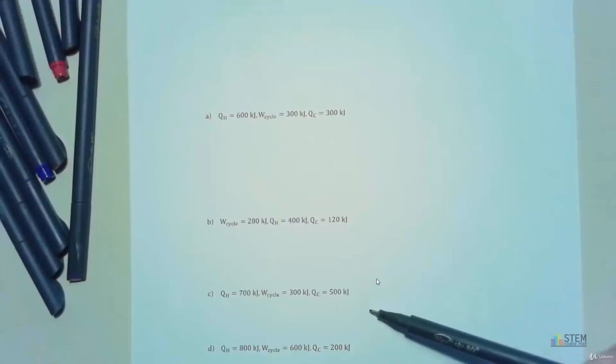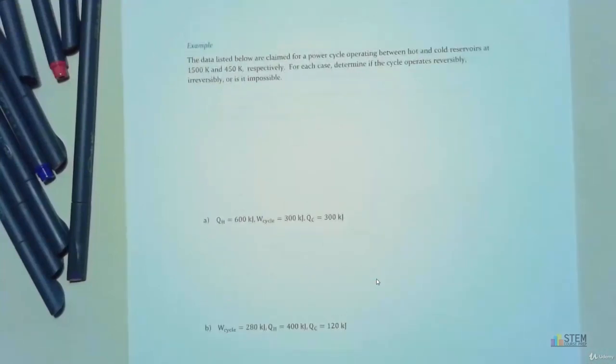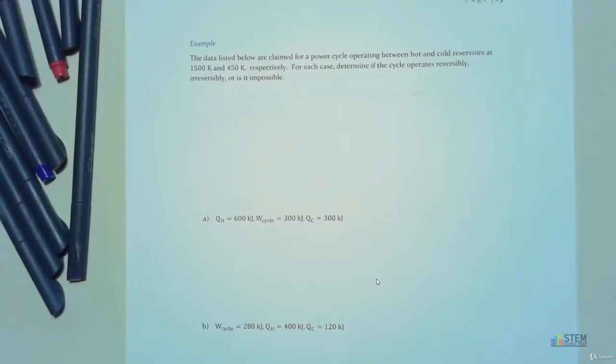Let's go over some examples for the material we just covered over the max performance equations and our cycles that we were looking at. In this example, we're going to have some data given to us. We've got 4 different sets of data. And the data listed are claimed for a power cycle that's operating between hot and cold reservoirs at a temperature of 1500 kelvins and 450 kelvins respectively.